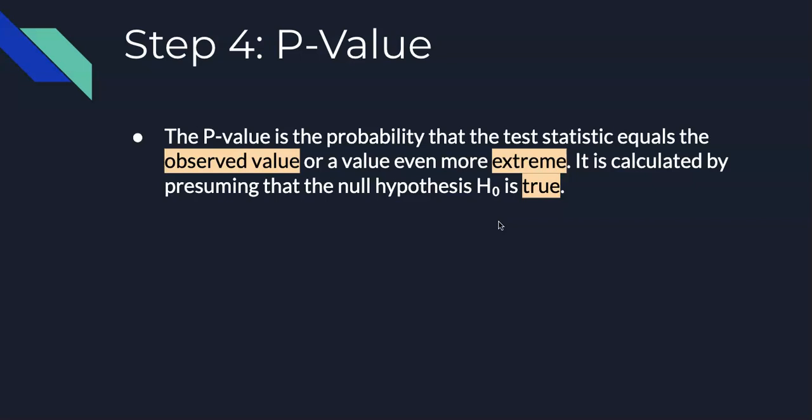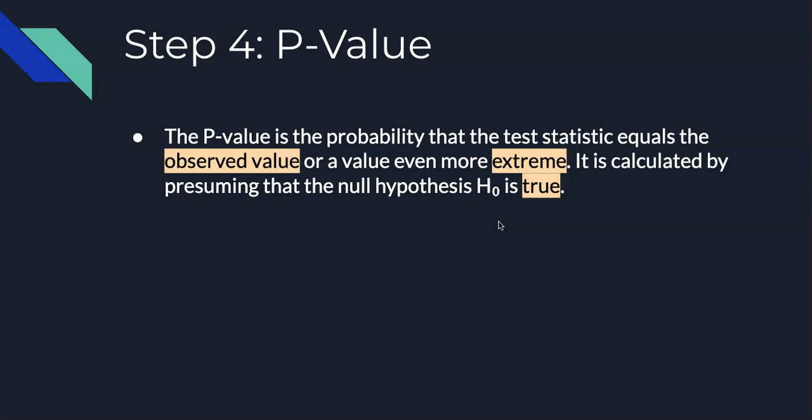So in my second example about successful students in the stats class, the p-value will be the probability that the test statistic equals 0.40 or even more extreme, in this case smaller than 0.40, right? It is calculated by presuming that the null hypothesis H0 is true. You may not really understand it completely until we actually do an example, but I just want you to hear these words before we go in and do it.